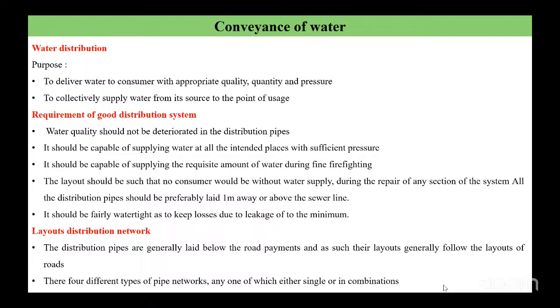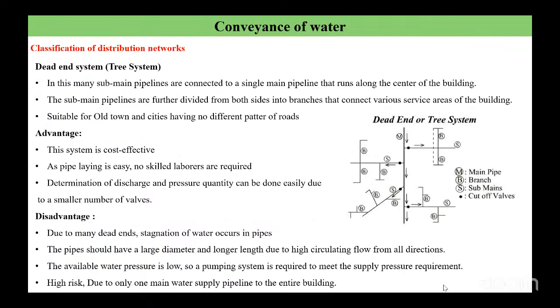So the more the roads are getting deviated and distributed, the water pipelines also have to be connected in such a way that at every corner of the road, every household corner can access water. And there are four different types of pipe networks. All right, one of which, either single or in combination, will be used for good distribution.